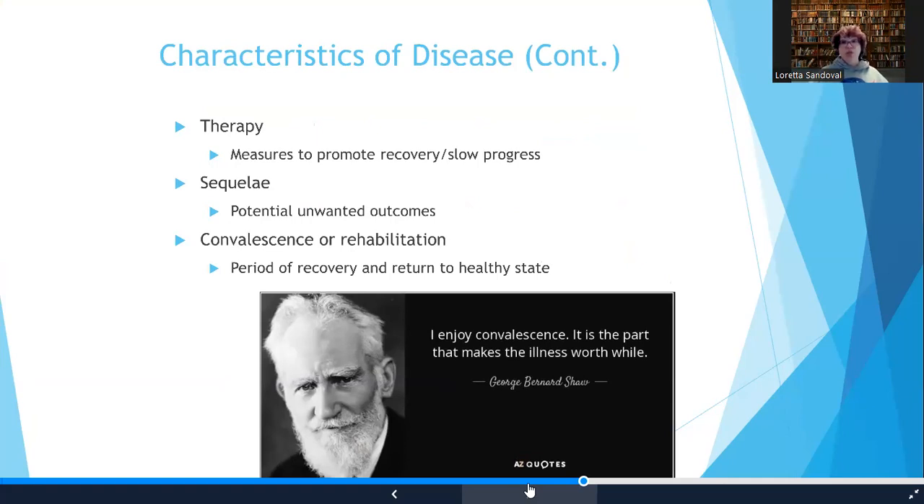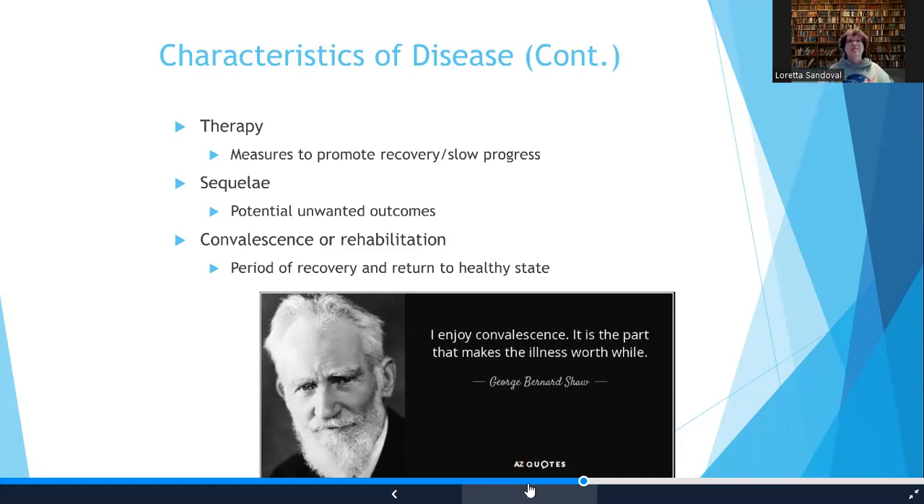Sequelae, which is the plural, sequela is the singular, are potential unwanted outcomes. So say that you were in a car accident when you were 18 and you suffered some whiplash. Then years later, you started having chronic neck problems as a result of that original accident. So the chronic neck problems are sequelae to the original accident. That was the ultimate cause, but it doesn't happen right away. It happens later on.